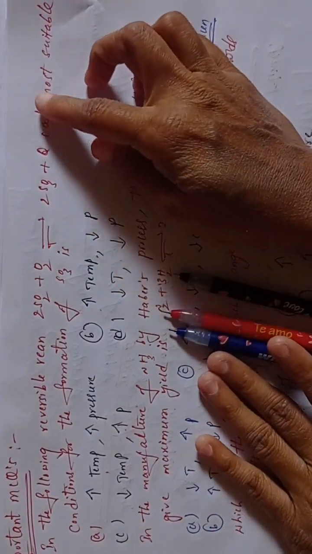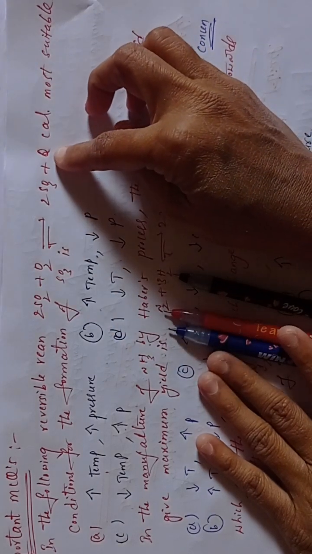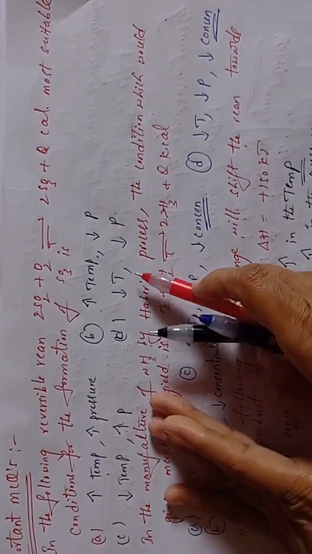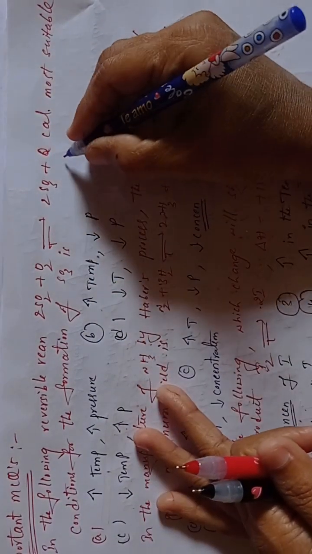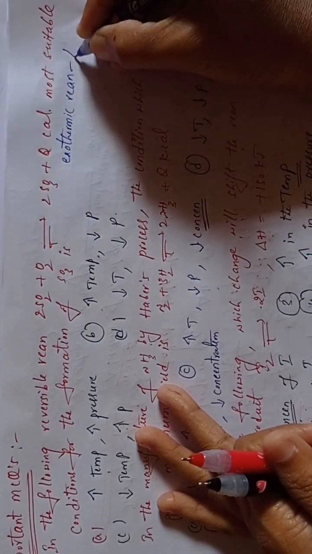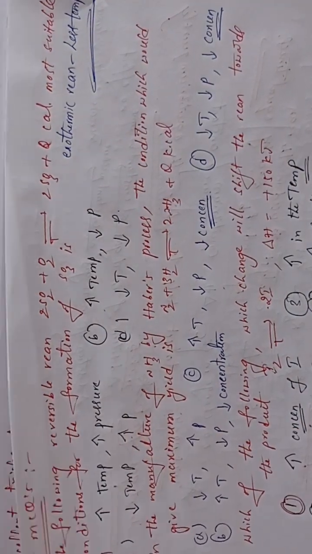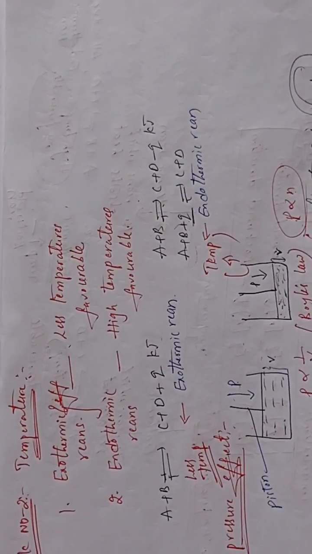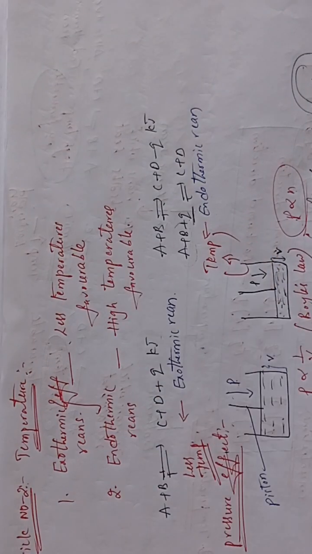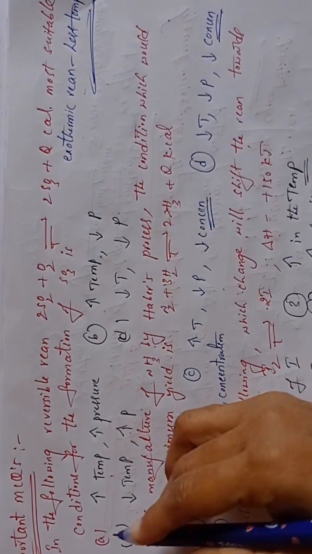Here plus Q calories is there. That means in the reaction itself they have given plus Q, and what does it indicate, students? It is an exothermic reaction. According to trick number 2, for exothermic reactions, which temperatures are favorable? Less temperatures are favorable. The given equation is exothermic, so less temperature is favorable.